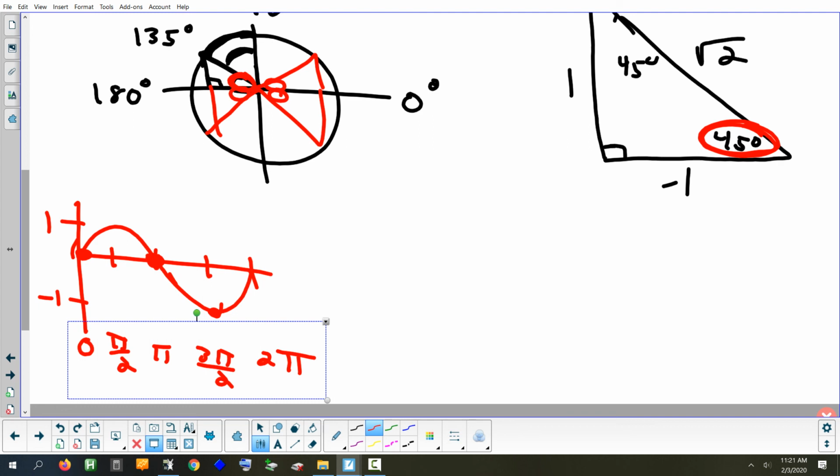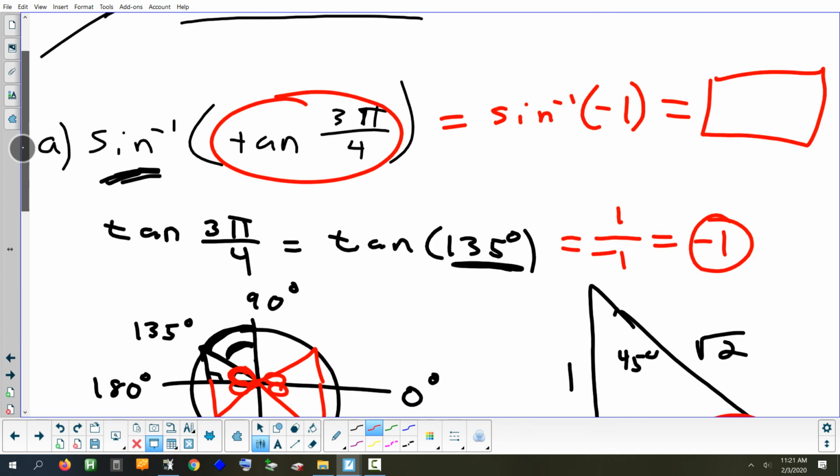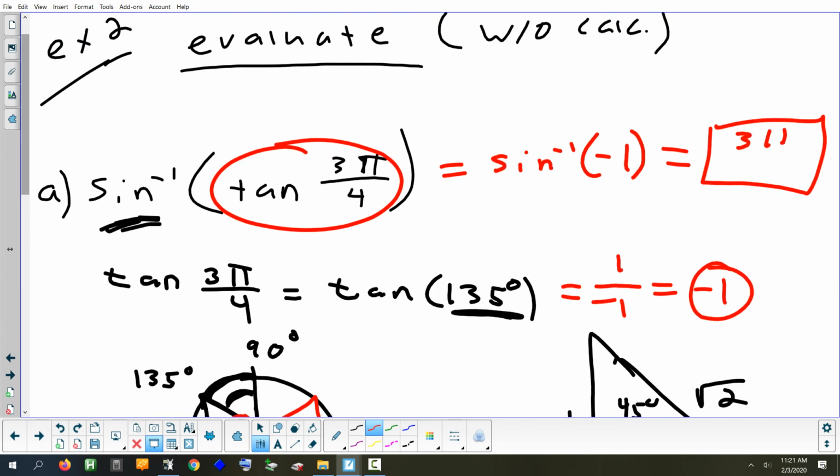But they wanted to know where we hit 3 pi over 2, or where we hit -1, and that's 3/4 of the way through the cycle at 3 pi over 2. So that's the other kind of problem you could have. Okay?